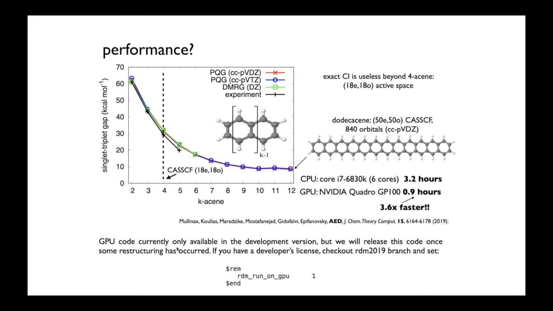Unfortunately, this GPU code is only available in the development version of Q-Chem right now, but we do have plans to release this code once we've finished some restructuring of the code that's ongoing. If you're listening to this and you happen to be a developer, you could check out the RDM 2019 branch and just set run RDM run on GPU to true, and then the code will identify if you have a compute-oriented GPU and perform the calculation that way.